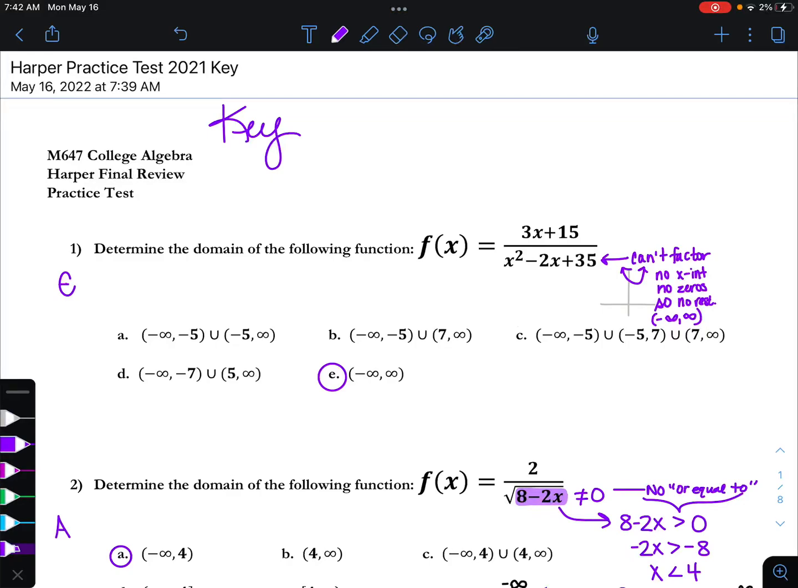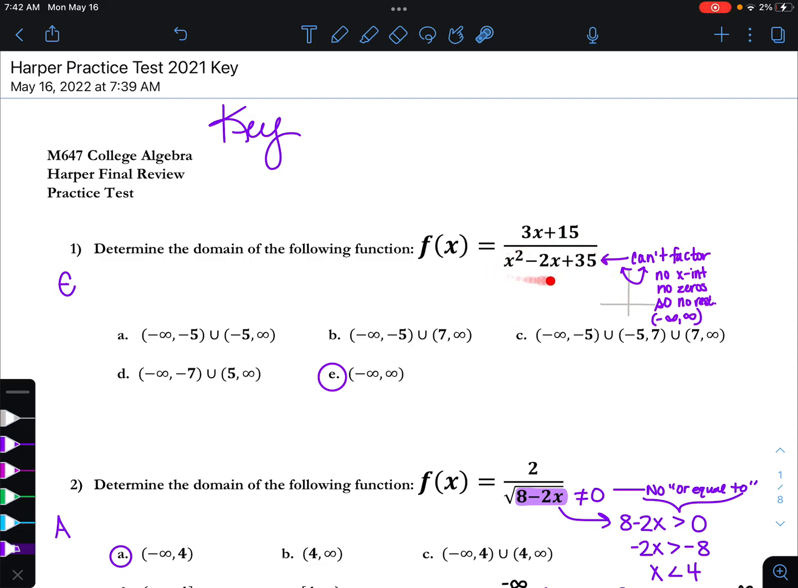All right, so let's go through this practice test, see how you did. So number one, it wants the restrictions on the domain, right? So the domain is only going to be affected if the denominator, if something is undefined. And in this case with a rational, it's only if the denominator equals 0.